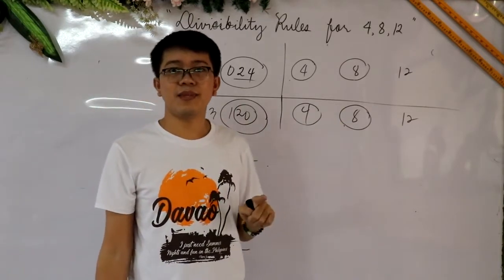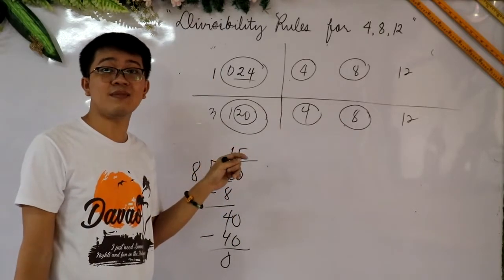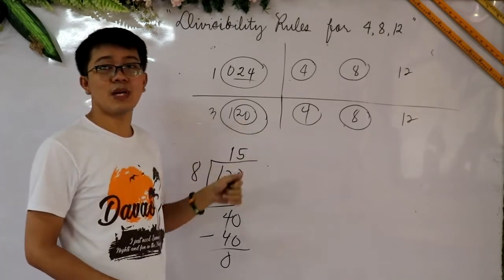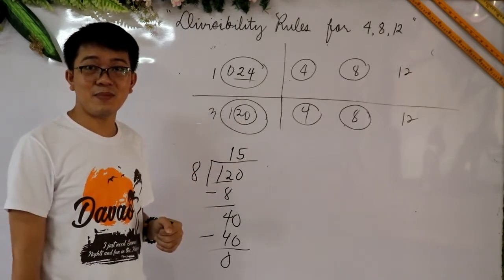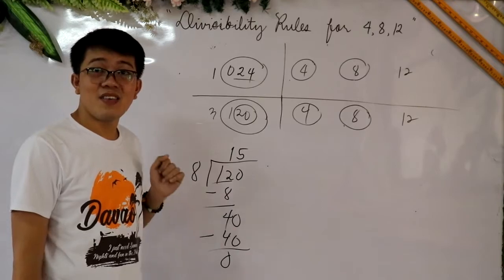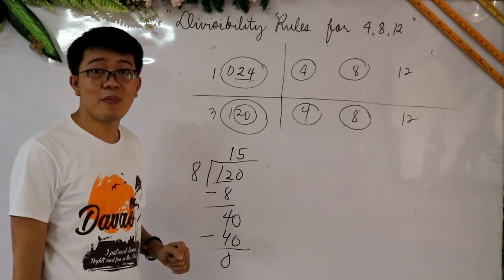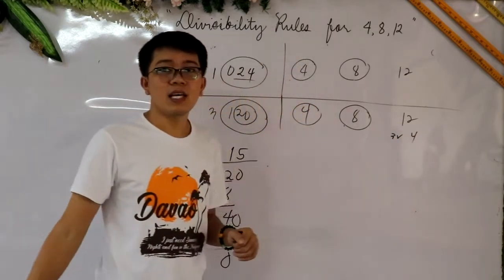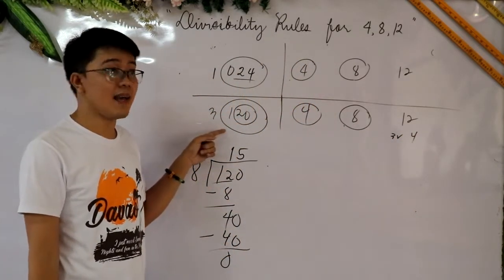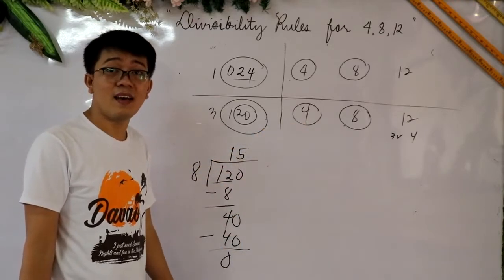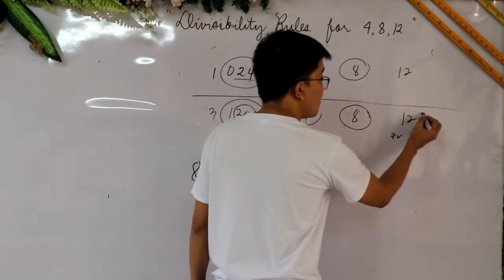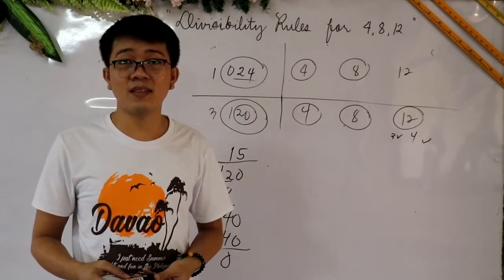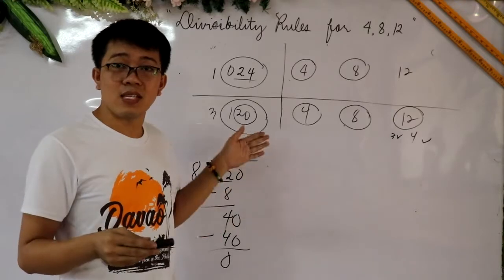How about 12? Let's add first all the digits to check if it's divisible by 3. 3 plus 1, correct, it's 4. Plus 2, 6. 6 is divisible by 3, right? Because 6 divided by 3 is 2. It's with 0 remainder. Okay, so check for the 3. How about 4? Is it divisible by 4? Yes, because we checked already the 4 here. So that makes 12 an exact divisor of 3,120.